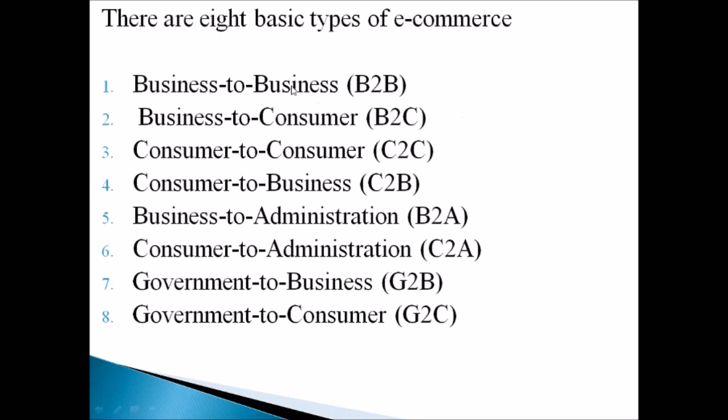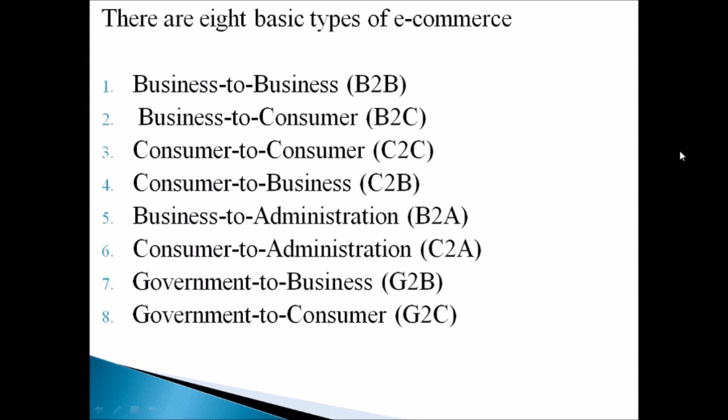First one, business to business. Second one, business to consumer. Third one, consumer to consumer. Fourth one, consumer to business. Fifth one, business to administration. Sixth one, consumer to administration. Seventh one, government to business. Eighth one, government to consumer. So these are the 8 basic types of e-commerce.